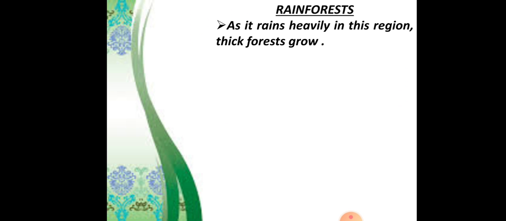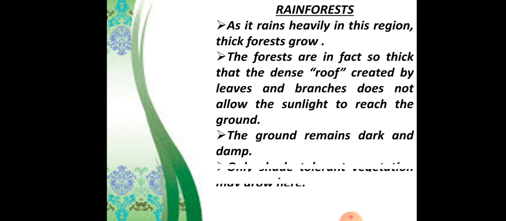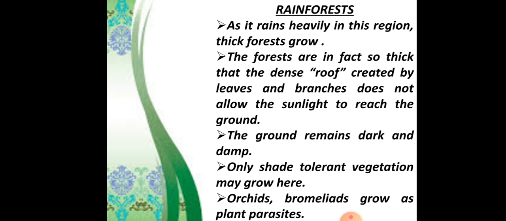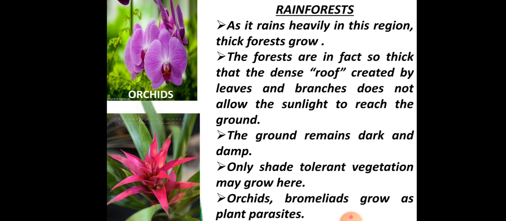Now, the rainforest of the Amazon basin. As it rains heavily in this region, thick forests grow. The forests are in fact so thick that a dense canopy, that is the roof, has been created by the leaves and the branches, and it doesn't allow the sunlight to reach the ground. And so the ground remains dark and damp. Only shade tolerant vegetation may grow here. Now, orchids and bromeliads grow as plant parasites. Here are the images of orchids and bromeliads.